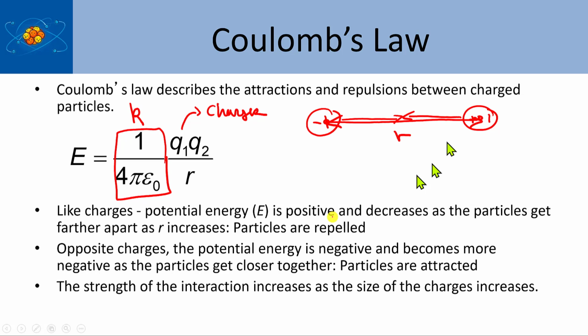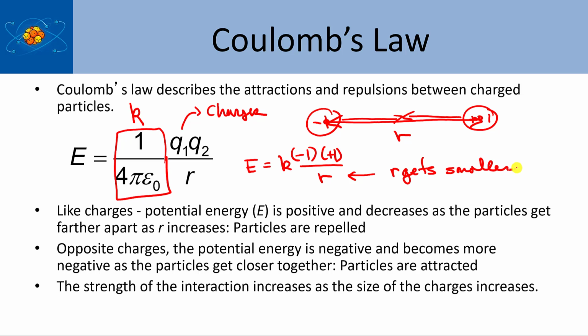That's the distance separating them. Now, if you have a positively charged object and a negatively charged object, so let's say E is equal to K times a -1 and a +1, over R. As R gets smaller, what happens? The energy, which is actually a potential energy, gets more negative.